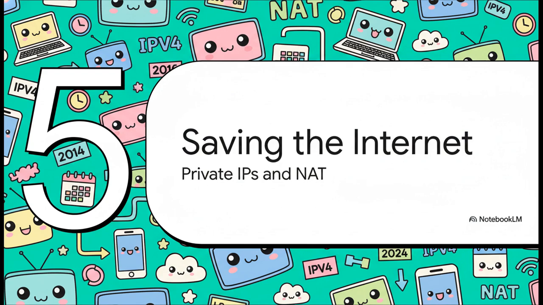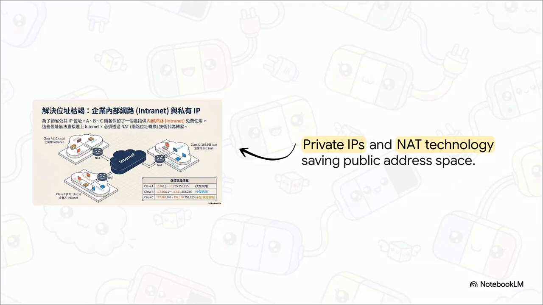Okay, Section 5, saving the internet, private IPs, and NAT. We gotta talk about this pressing issue. With only 4.2 billion addresses and tens of billions of smart devices out there, how in the world did we not run out of IPs a decade ago? The unsung hero here is a combination of private IPs and NAT technology, which stands for Network Address Translation.